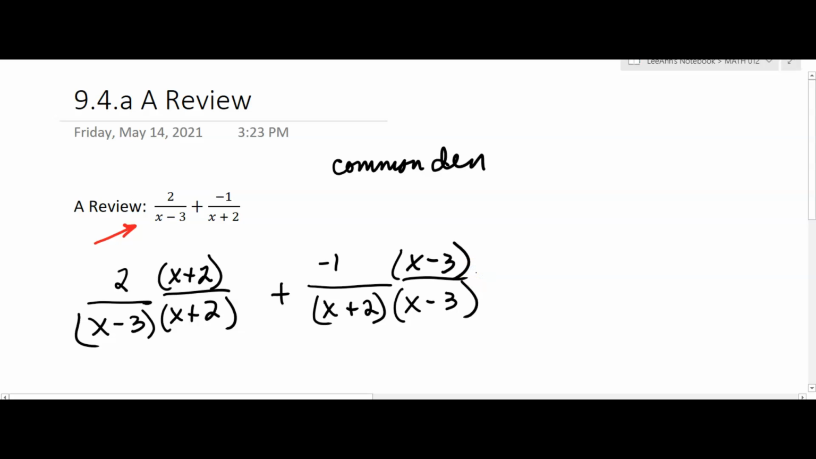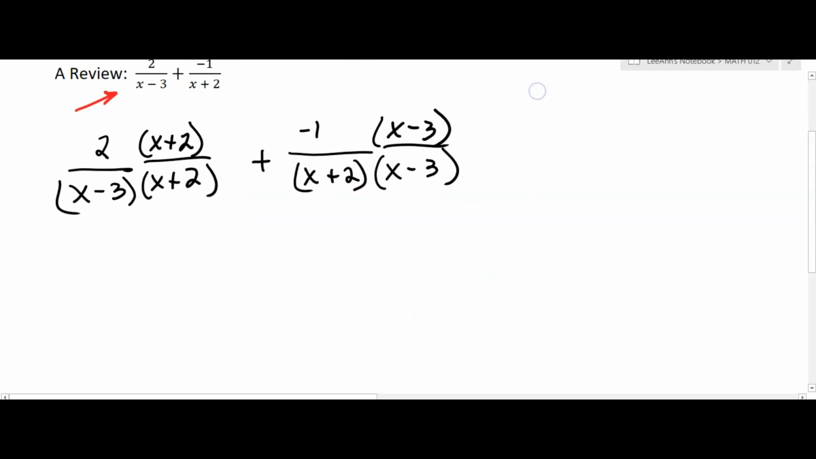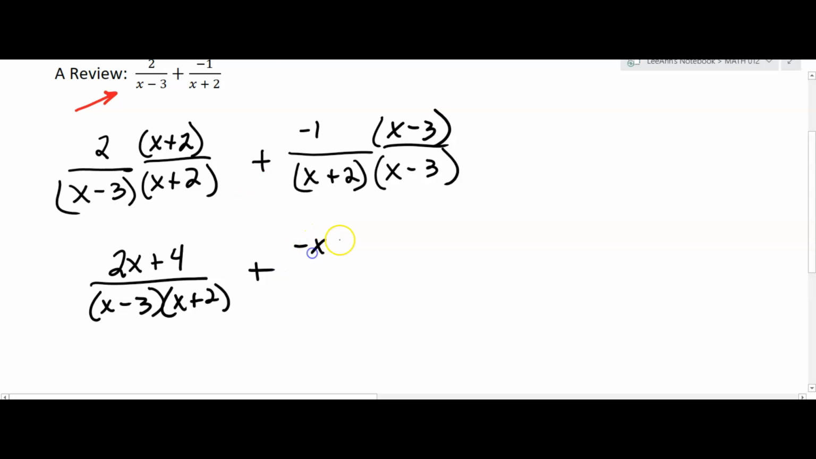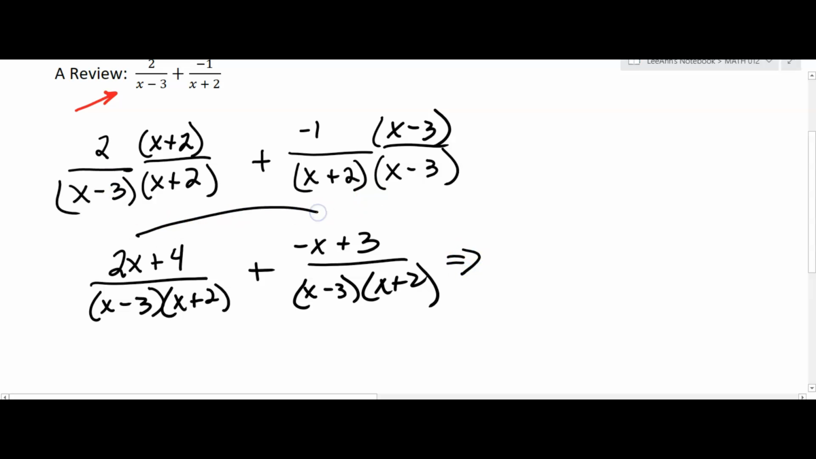And that was cool and everything. And then we said, all right, well, we'll go ahead and we'll distribute the numerator. So you get 2x plus 4. And then you have this common denominator going on, right? And then the other one, we get negative x plus 3. Okay, and then we said, oh, okay, now that we have common denominators, we can add those numerators. And so you take the 2x and you're adding it with the negative x to give you x, and then you're taking the 4 and the 3 and you're getting 7. You're combining like terms, right?